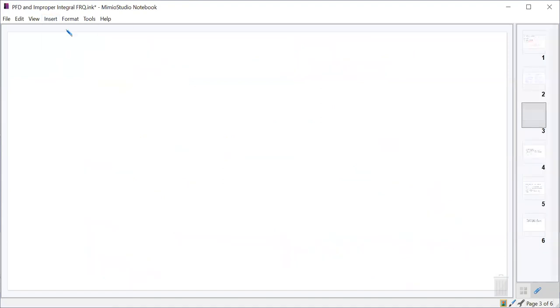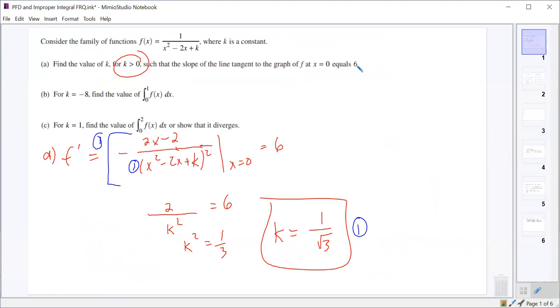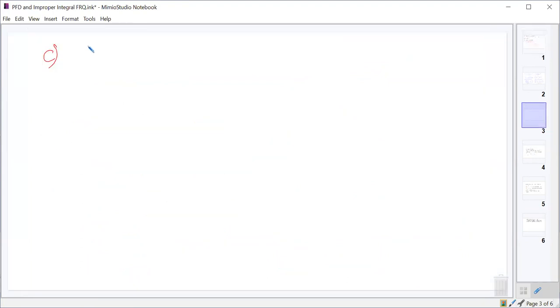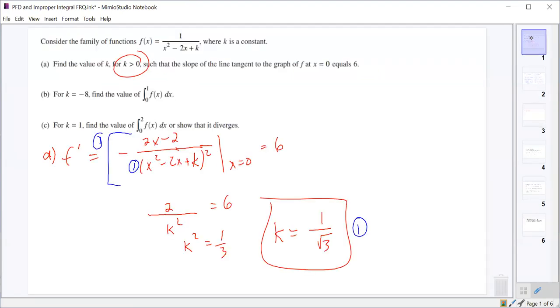People at home in Zoom, you good with that? Yep. All right. Now we've got k equals 1. We want to find the integral from 0 to 2. So we're now looking at the integral from 0 to 2 of 1 over x squared minus 2x plus 1, right? So that's what it was? Positive, yeah.